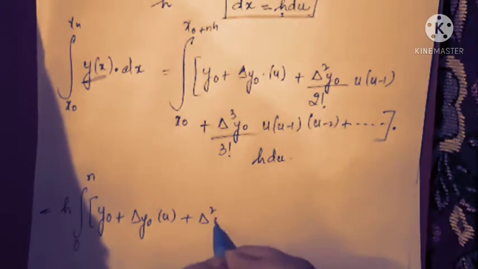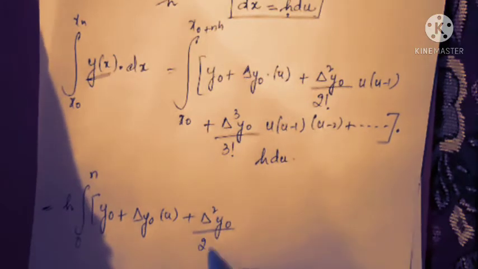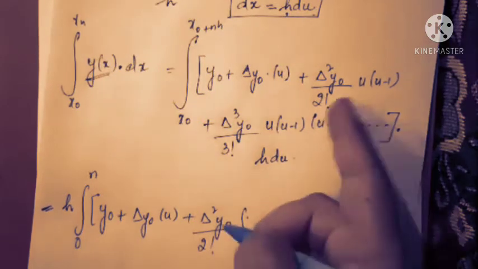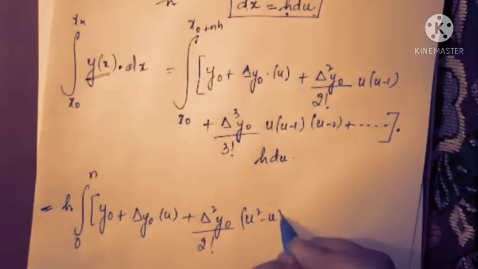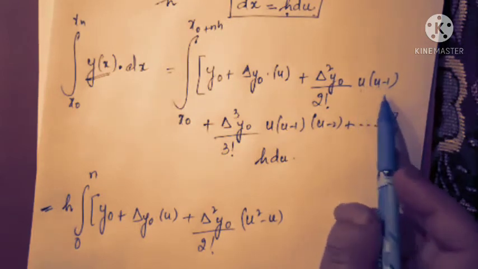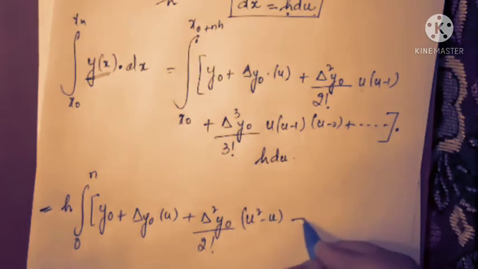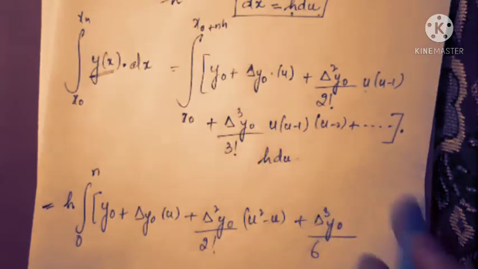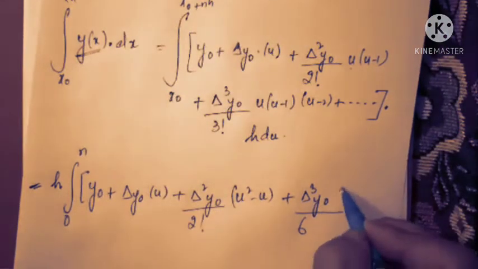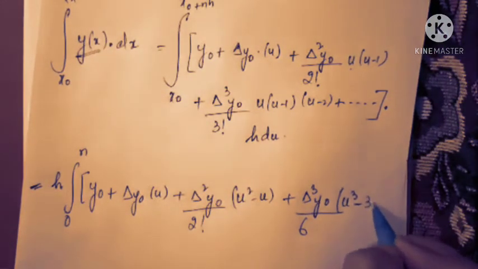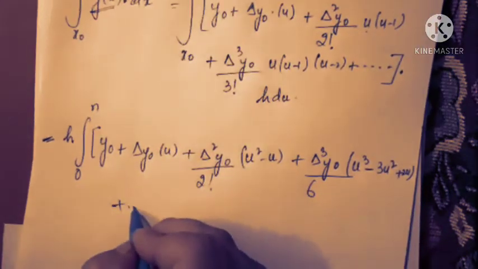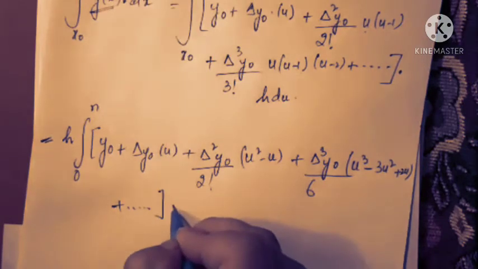Plus delta square y0 divided by 2 factorial. This will be u square minus u, so I am writing u square minus u, isn't it? U into u is u square minus u. साथ साथ में सिंप्लीफाई भी करेंगे. u0 divided by 3 factorial is 6. इसको simplification के बाद what you are going to get is this will be u cube minus 3u square plus 2u, okay, and so on, ठीक है, into d times u.